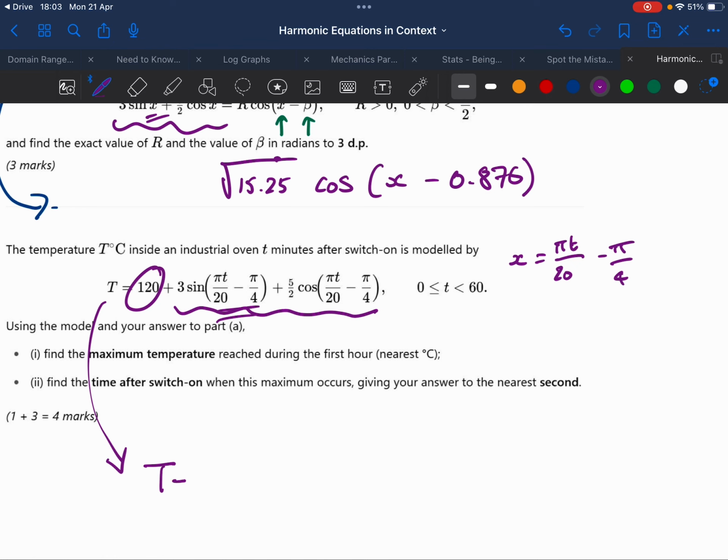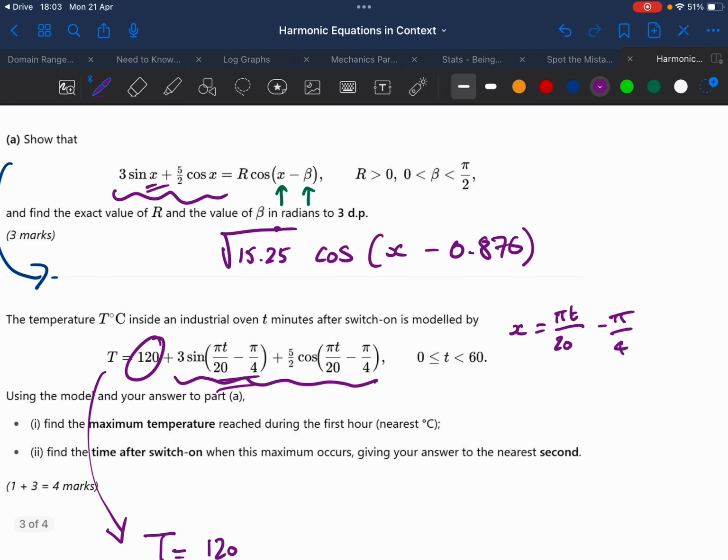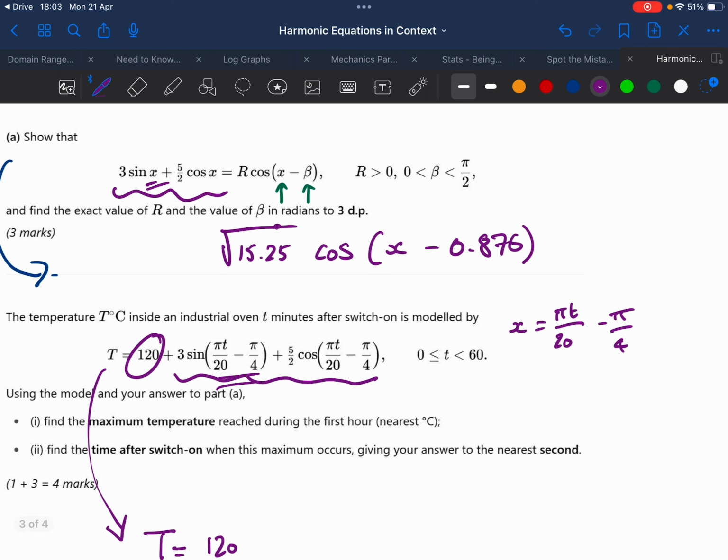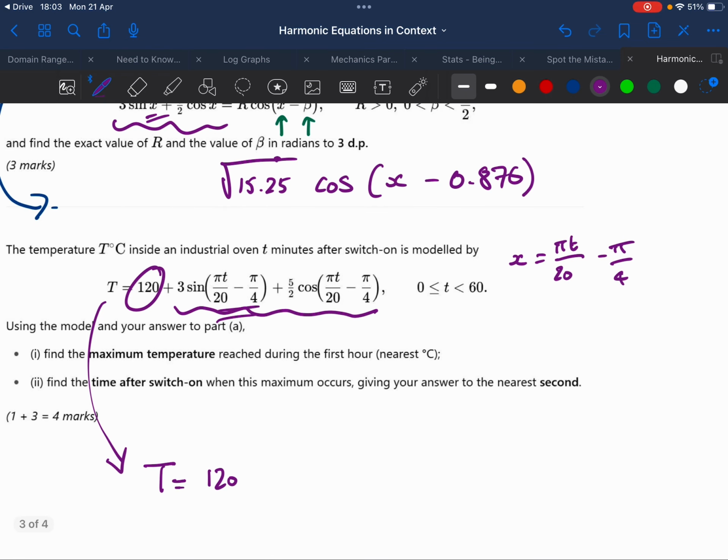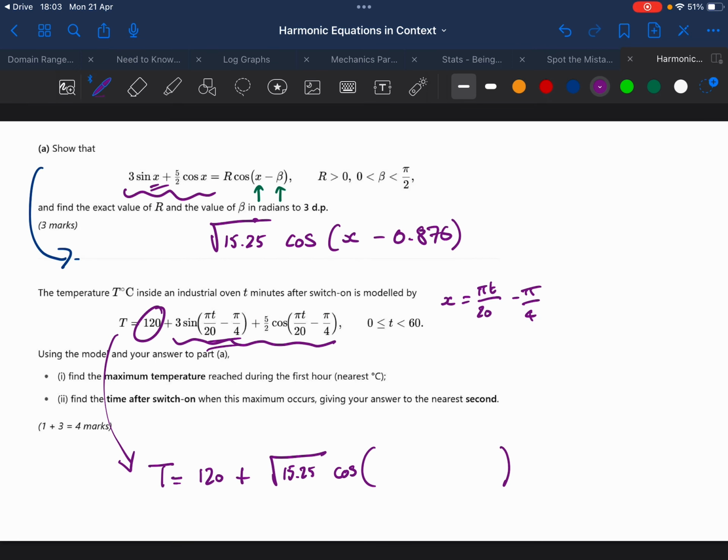So it would be t equals the 120 there. Notice 3 sine x plus, notice all the signs match, so I don't need to worry about any of that. It's going to be plus 15.25 cos. Now I'm leaving loads of space because x is really complicated now. x is in fact pi t over 20 minus pi over 4. And then I still need to put my minus 0.876 there as well. So all of that gives me my new equation.